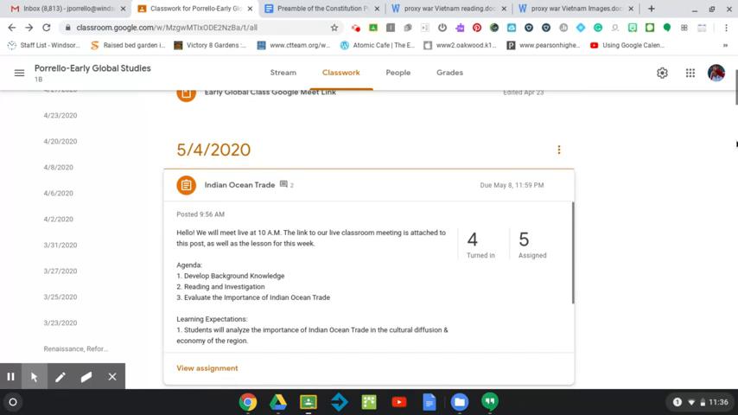I think this may help you out quite a bit. This is our lesson for the week. We're going to be looking at Indian Ocean trade. So we've been looking at trade and exploration across the Atlantic Ocean. But there was also trade that occurred across the Indian Ocean as well. That is often overlooked, but it was still nonetheless very, very important. So that's what we're going to look at this week.